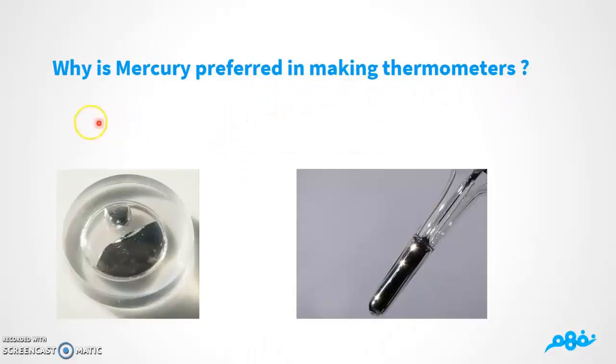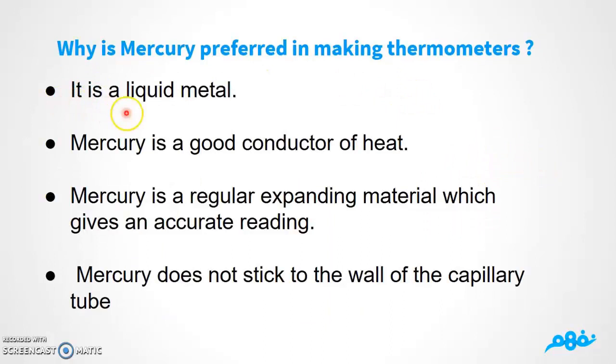I have a question for you guys. Why is mercury preferred in making thermometers? ليه بنستخدم المركري جوه الثيرمومترز؟ Number one, it's a liquid metal. السبب اللي أنا بستخدم المركري جوه الثيرمومترز إن هو liquid. ده أول حاجة. Number two, mercury is a good conductor of heat. مش إحنا اتكلمنا إن في بعض الماتيريالز تعتبر good conductors of heat وبعض الماتيريالز التانية تعتبر bad conductors of heat. هنكتشف إن المركري يعتبر good conductor of heat ودي حاجة مهمة جدا إن أنا بستخدم الثيرمومتر أصلا علشان measure temperature.